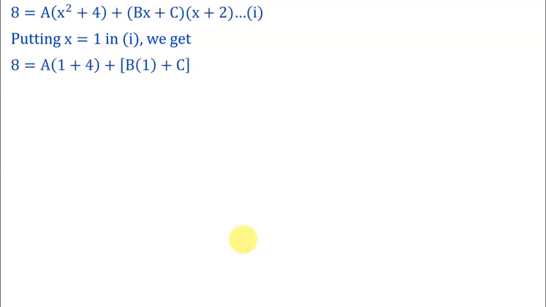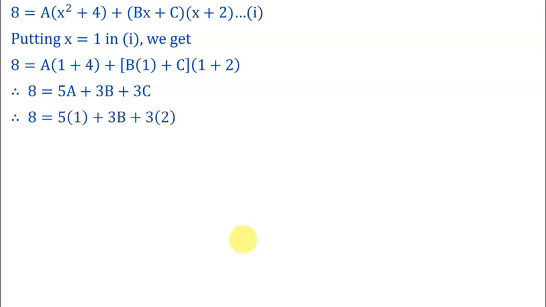Now we find the value of B. For the value of B, put here x is equal to 1. Then you will get the equation in terms of A, B, C. But we know the value of A and C, and with the help of this, you can find the value of B. This is one way to find the remaining value. Therefore, B is equal to minus 1.